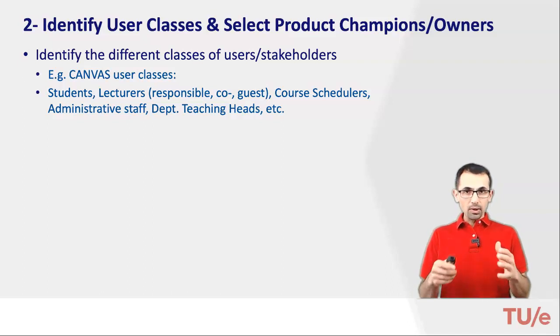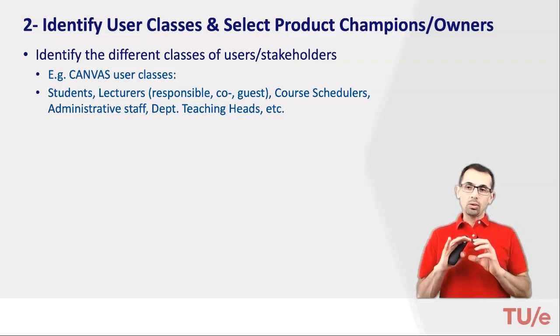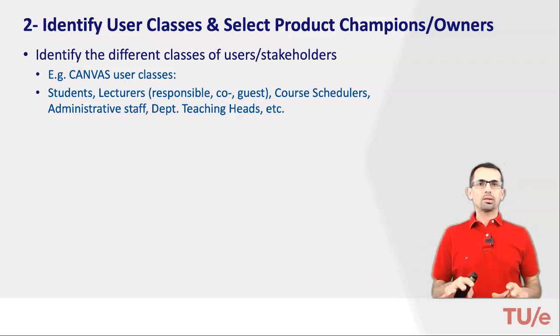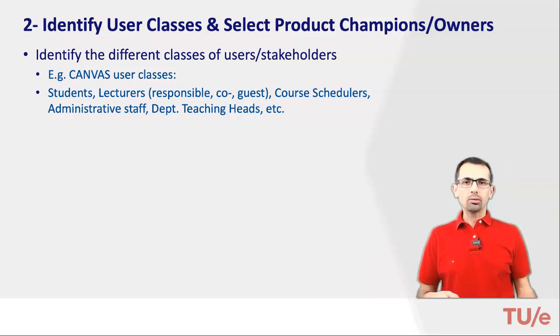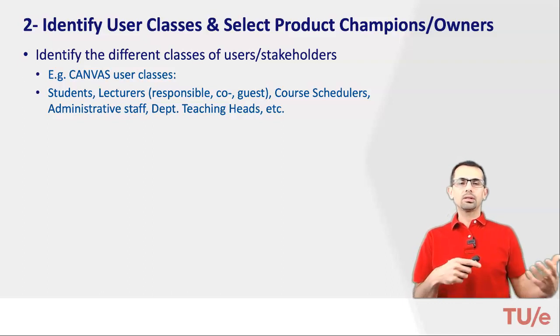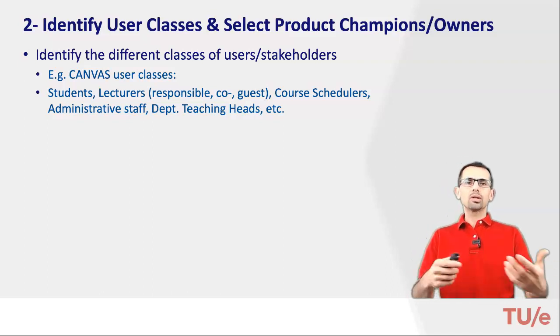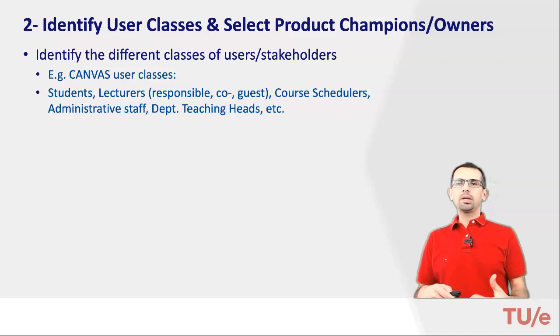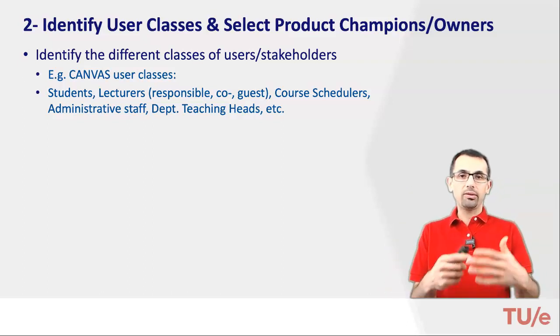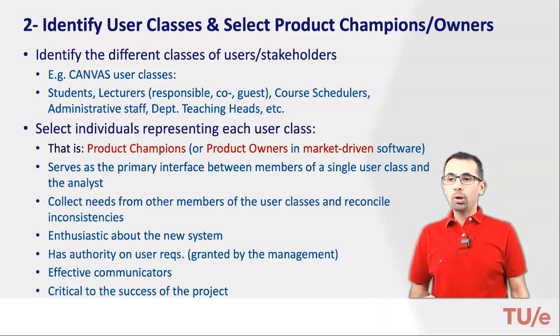So as you can see, even in the Canvas, we can talk about several user classes or stakeholders that you would need to take into consideration while eliciting information, because you can imagine that every single stakeholder or user class might need something specific in that particular system, at least, if nothing else, let's say access rights and so on. What else?